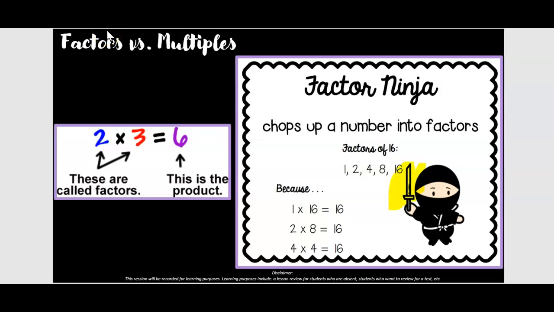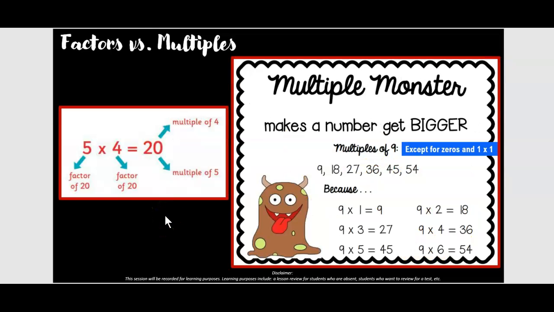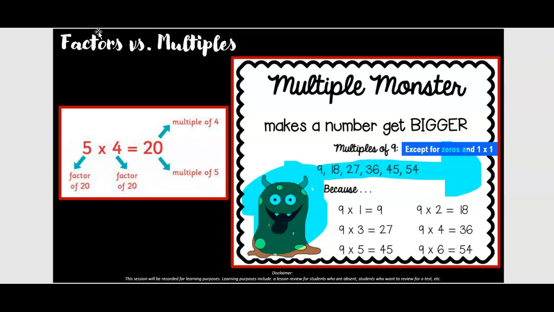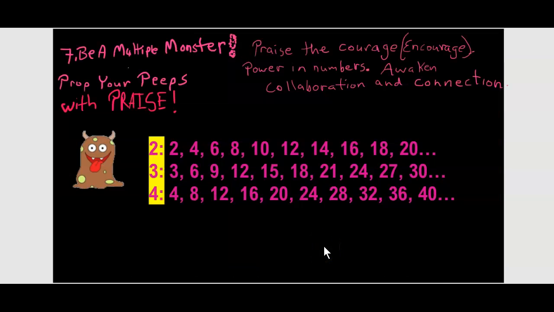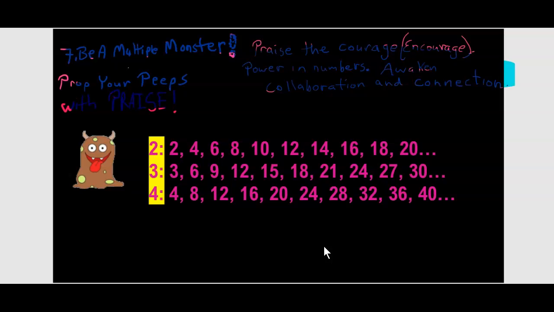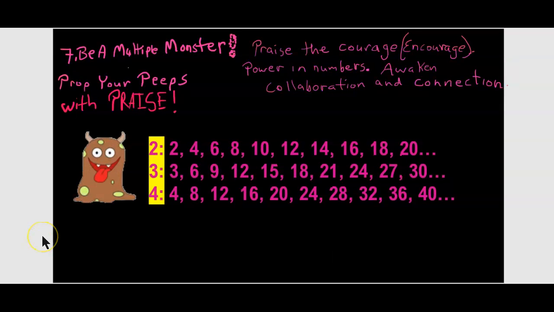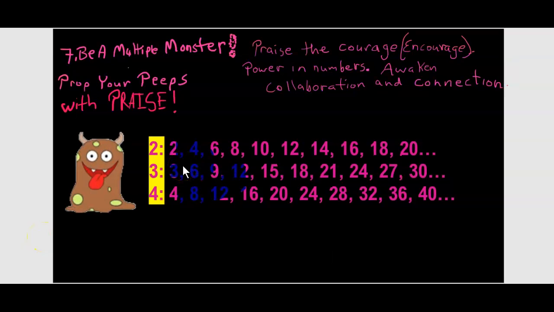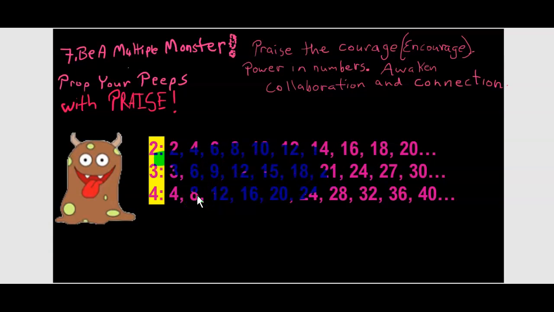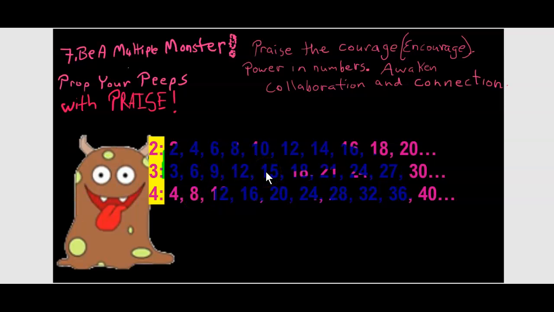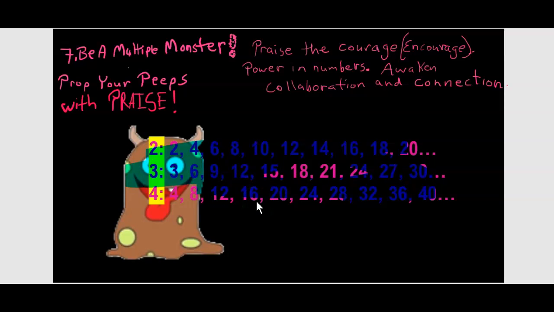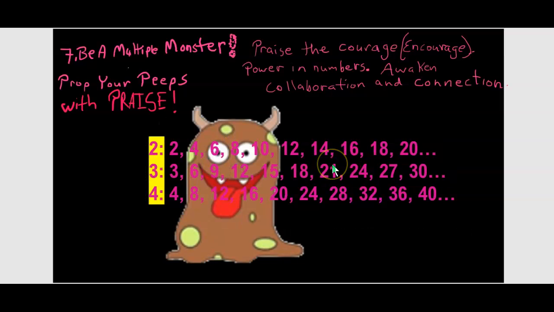I like to chop things into little pieces. Chop, chop, chop, chop. I like to make things bigger. Big, big, big, big. Be a multiple monster. Praise. All that good stuff. Ready? And make these numbers bigger. Bigger, bigger, bigger. Yes. Look at that growth. Multiple growth. Multiple, multiple, multiple. Look out.